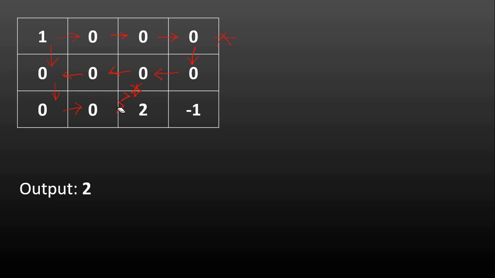So let me erase this part. Now let's take this downward direction. At the start there were two directions that were possible, one was right and one was down. We took the right direction and we found one path. Now let's take the down direction.